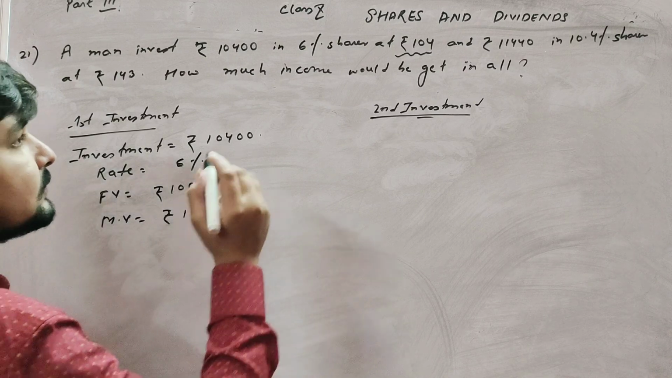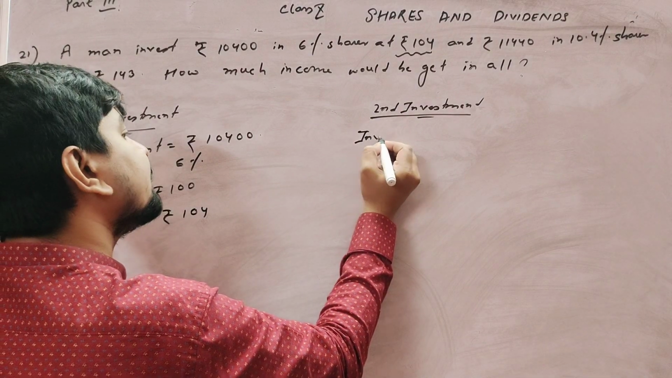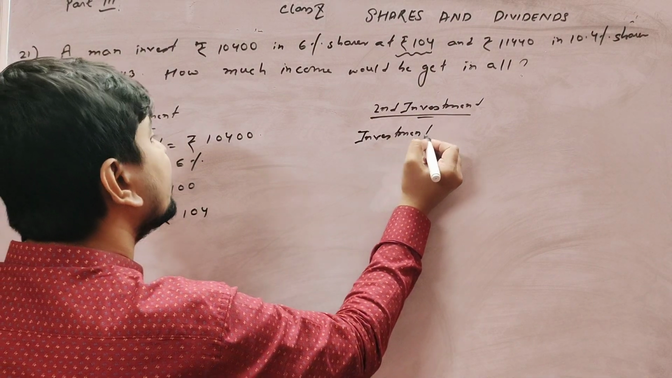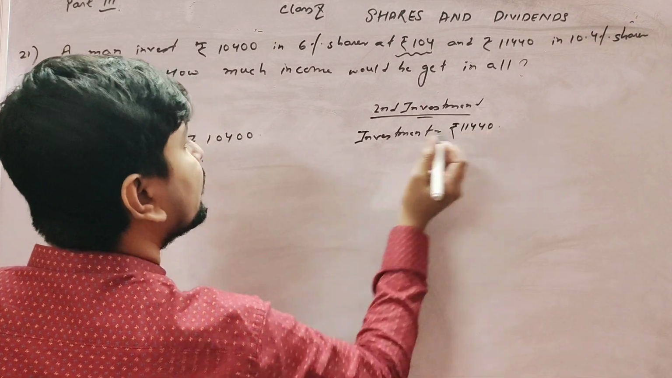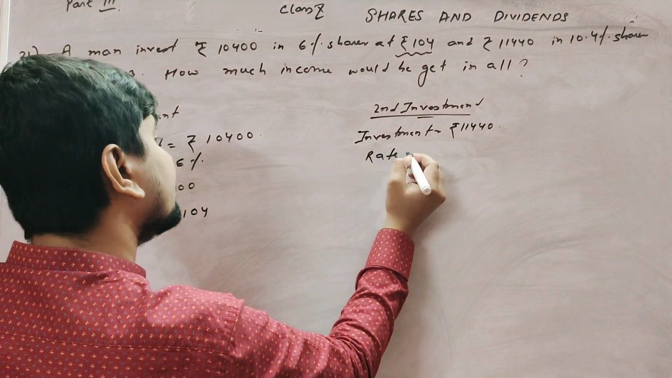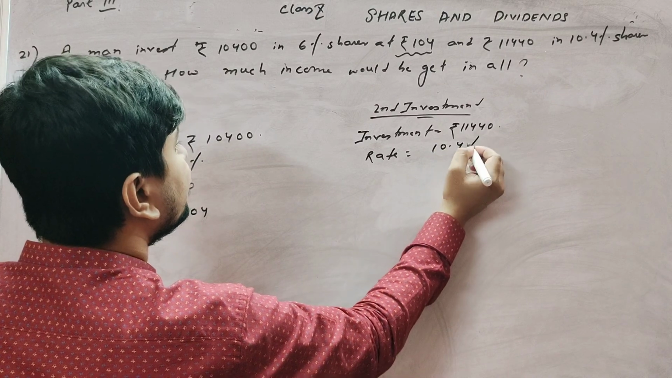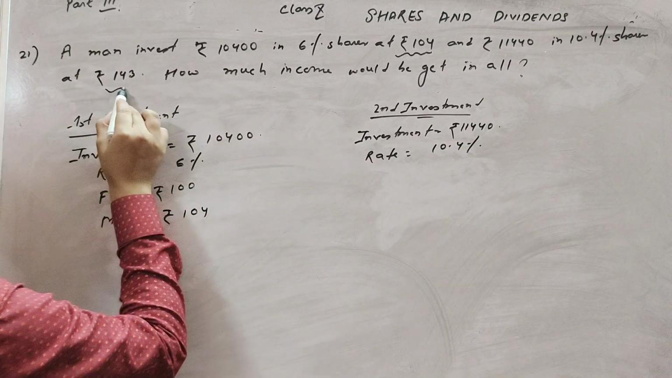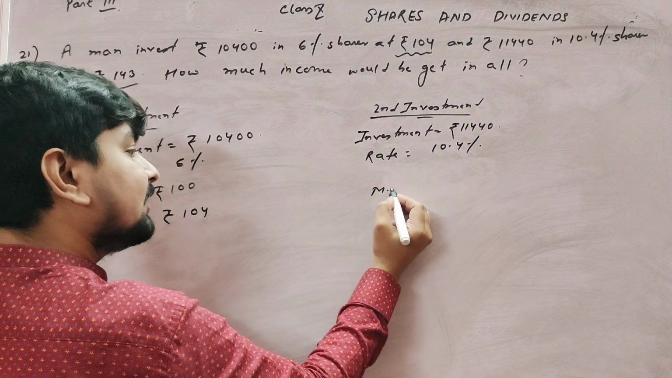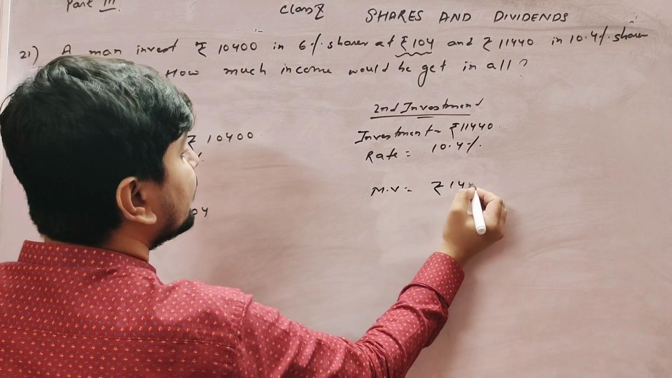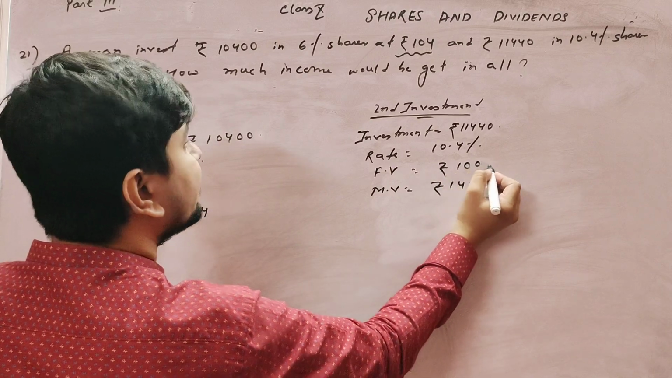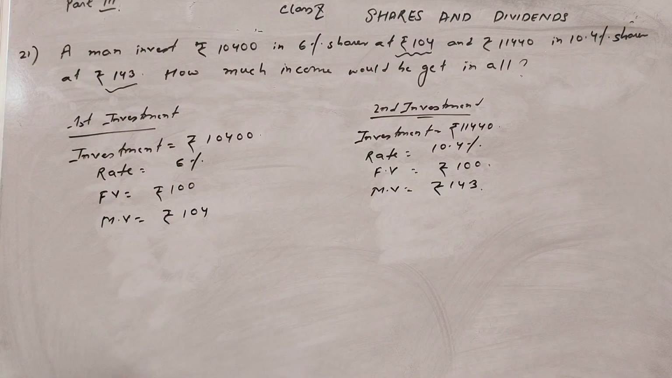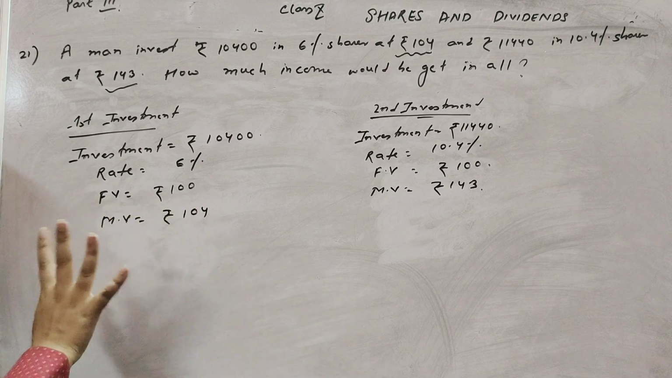Done. Second investment equals rupees 11,440, rate 10.4%, at rupees 143. That is market value is rupees 143. So face value is rupees 100. Clear? 10.4. Okay, done.